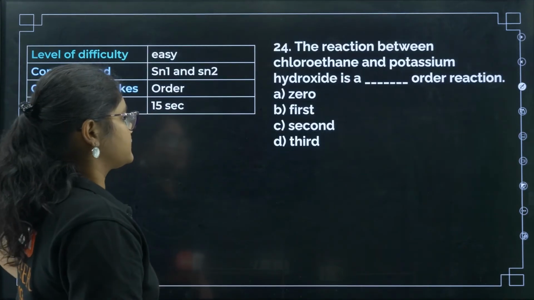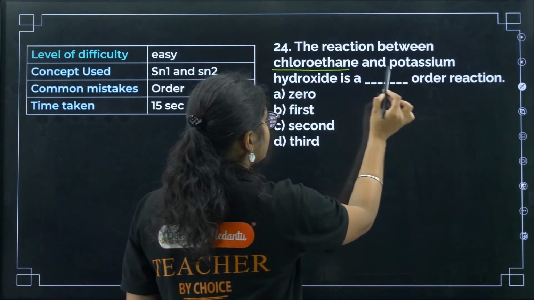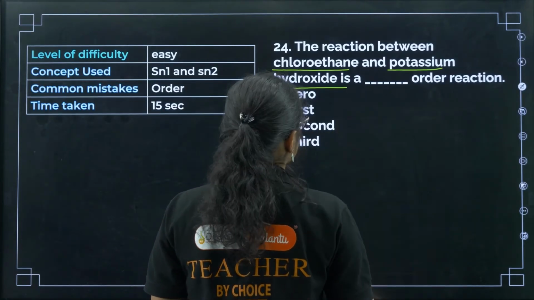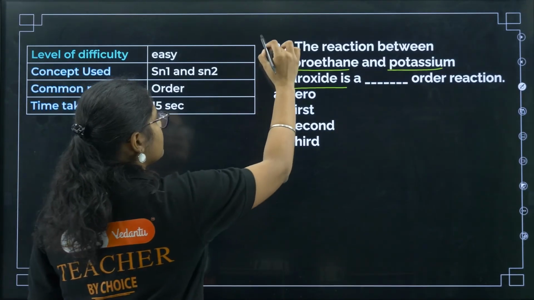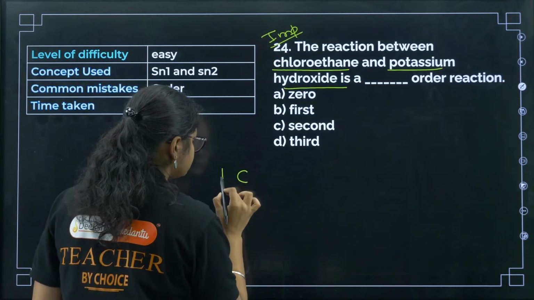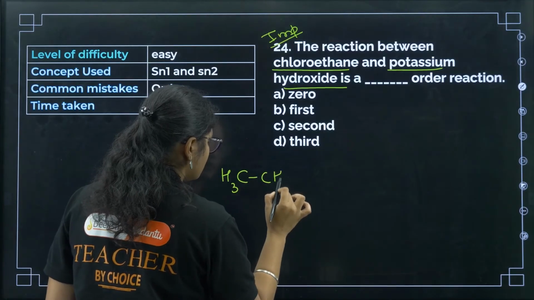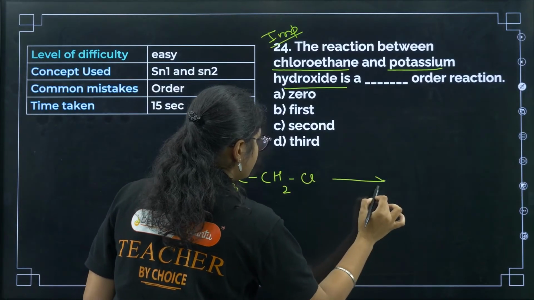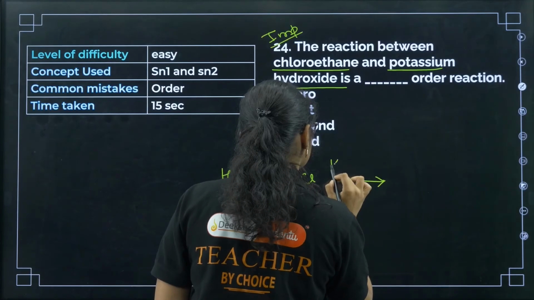Next question, the reaction between chloroethane and potassium hydroxide is a dash order reaction. This is an important question. Chloroethane, means you have chloroethane and potassium hydroxide.